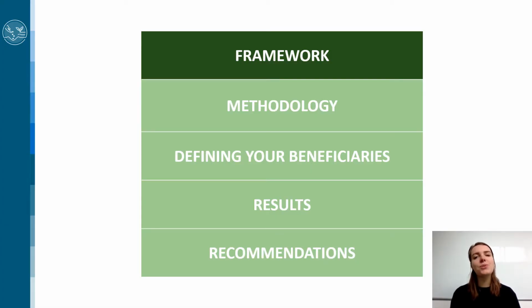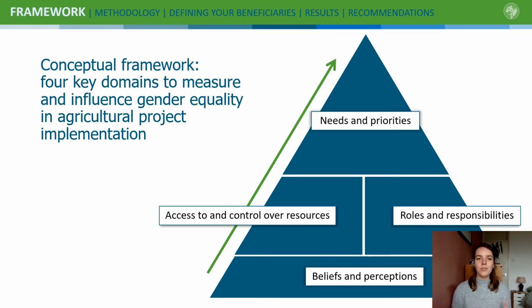You are now watching the first video of that series, in which I will further elaborate on the framework and concepts that I've used for a gender analysis. These concepts are especially applicable for research in an agricultural context. So first, I would like to start with the conceptual framework as presented here on this slide.